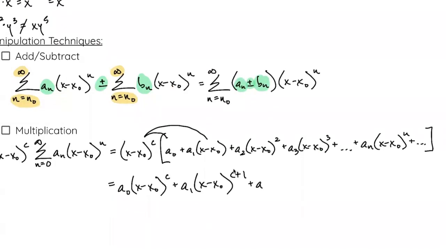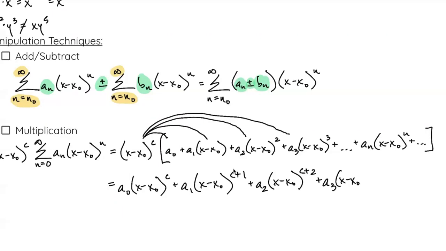Now, next one is a sub 2 x minus x naught. What is the new power for this one as I distribute to the third term? c plus 2? You got it, c plus 2. And as I said earlier, I like to write out more because it helps me see a pattern better. A sub 3, x minus x naught to the c plus 3. And maybe at this point, I feel confident enough to generalize the pattern. In other words, how would I write it with n's instead of numbers?